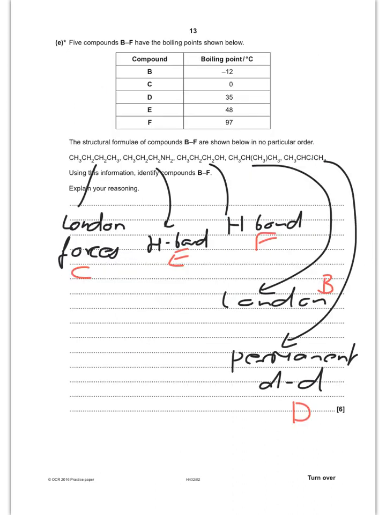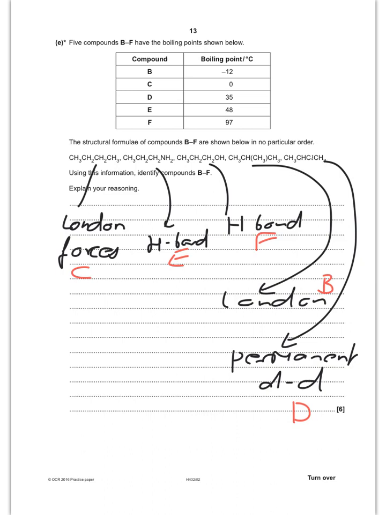Now I've got 5 compounds here, and I need to say which one is which. They've told me the structural formulae of the different ones I can choose from. So first of all, let's start with compound B.